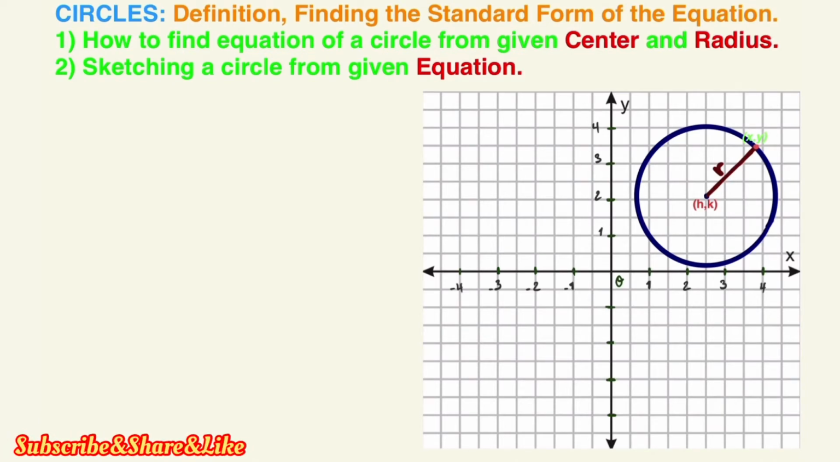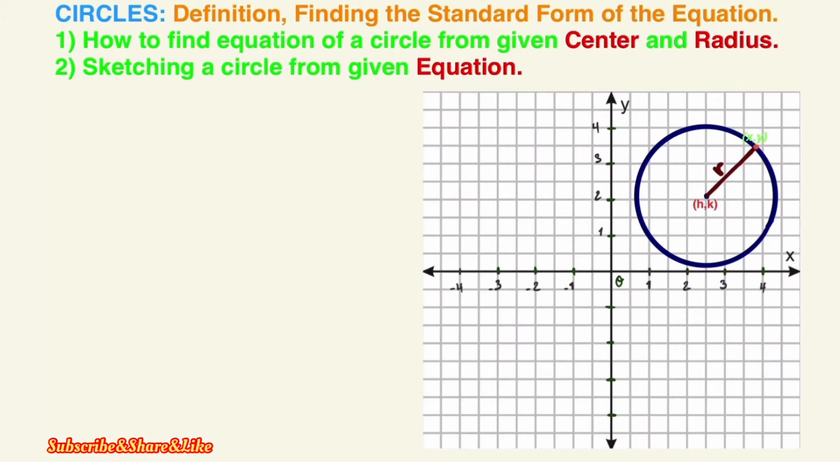The first example, we have the center and the radius of the circle, and we're going to find the general equation. And the second one, we have the equation and we are trying to find the radius and the center so we can sketch it. So let's start with definition.